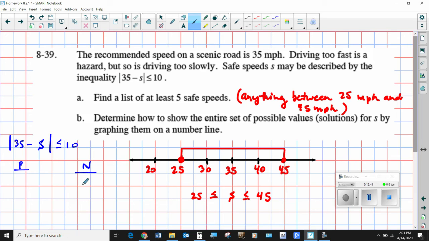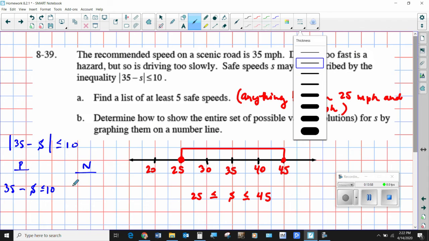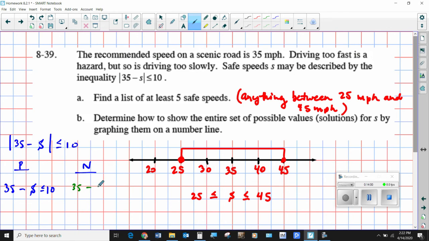It's just one more thing that you have to remember to do, and that's what makes it complicated. So the positive inequality for this situation is to take 35 minus S and make that less than or equal to 10, exactly how you see it here. The negative means we're going to take 35 minus S, and we're going to change each one of these, both the inequality symbol and the number, to its opposite and make it greater than negative 10.